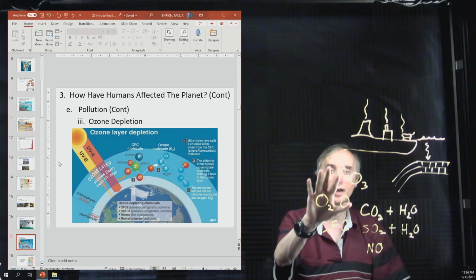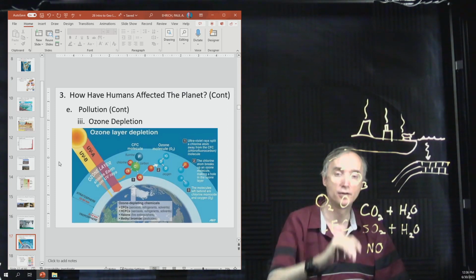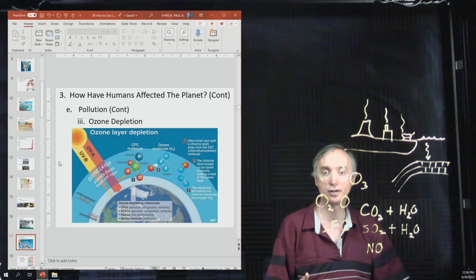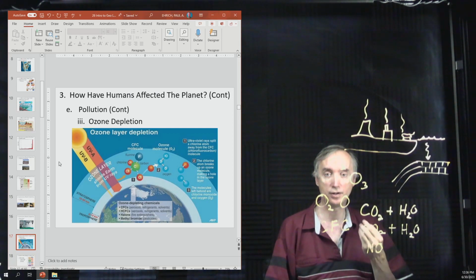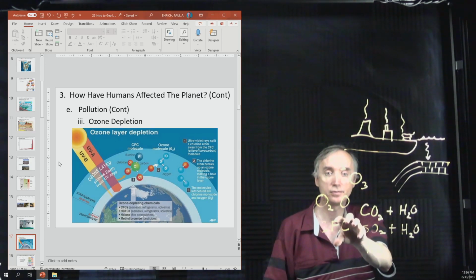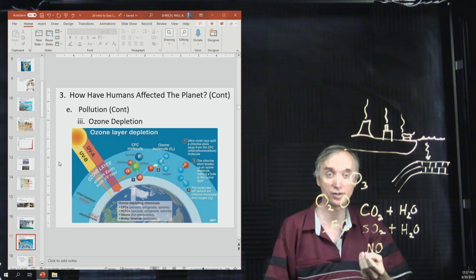And so without the ozone, then it's not going to protect us from the ultraviolet, and it can cause skin cancers and cataracts. So this is another area that we have made great strides in. So in the United States, we got rid of CFCs, and we now have a different kind of chemical that is used in air conditioners and in plastics that is less damaging to the ozone layer.